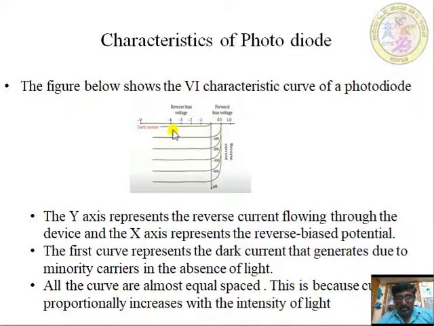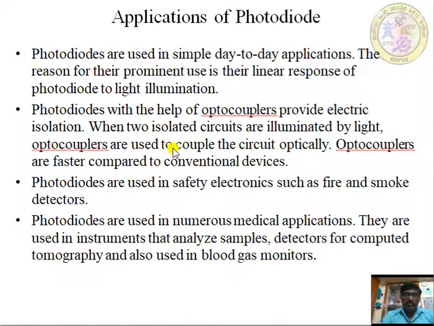When there is no radiation, there will be a small leakage current. So this one is known as the dark current, and all the curves are almost equally spaced here. This is because the current increases proportionally with the intensity of light. See, the spacing is equal. So where are photodiodes applied?